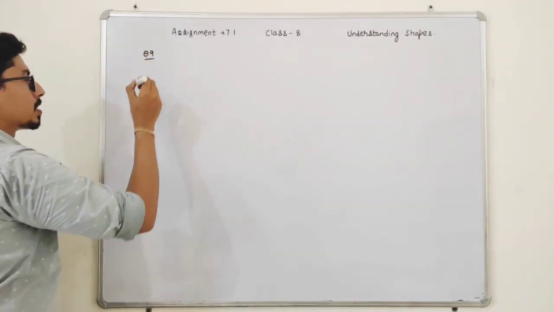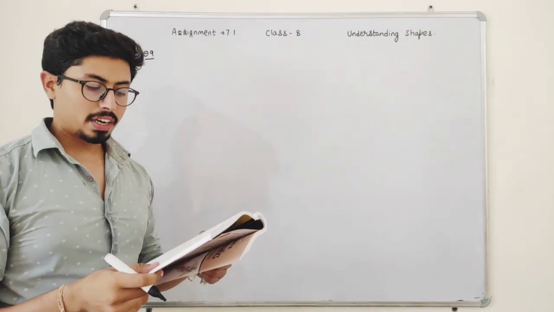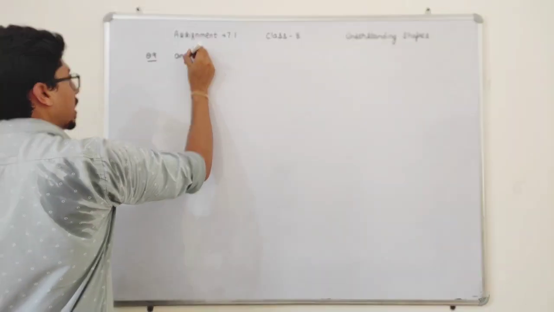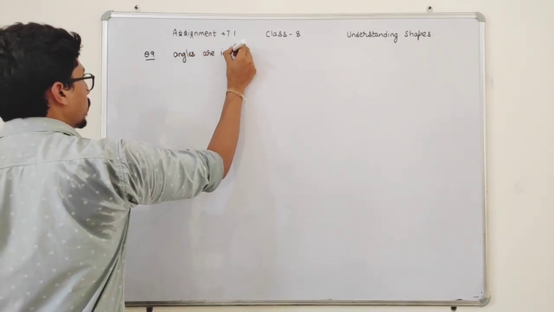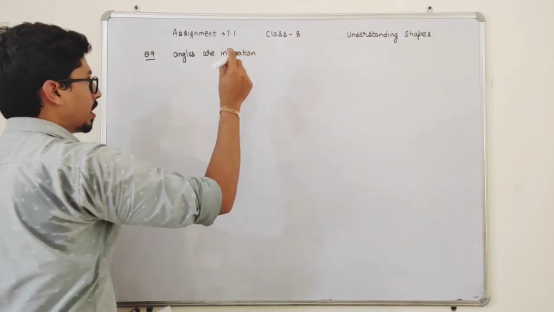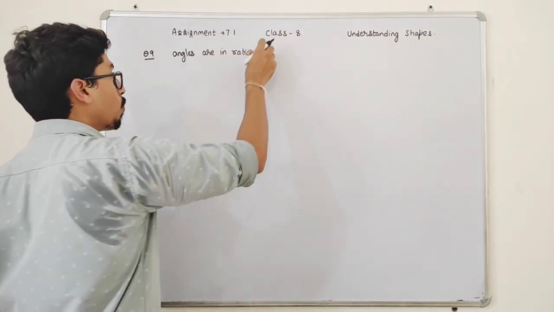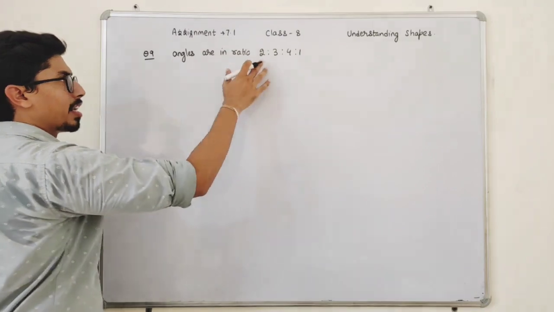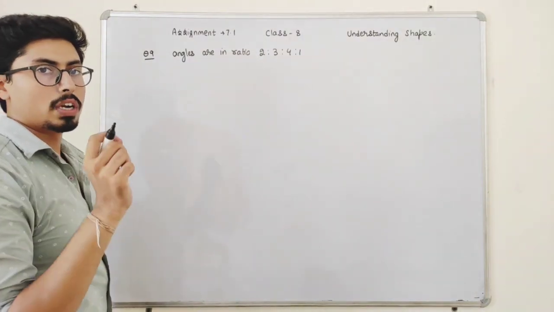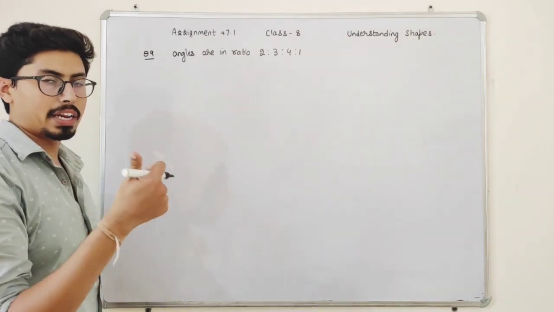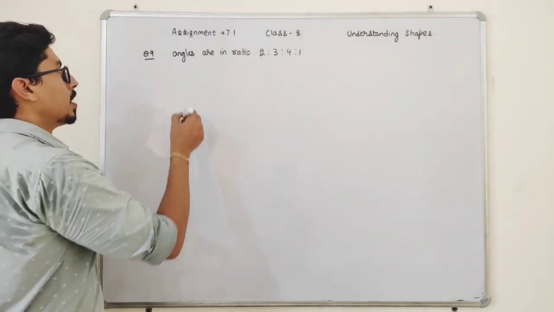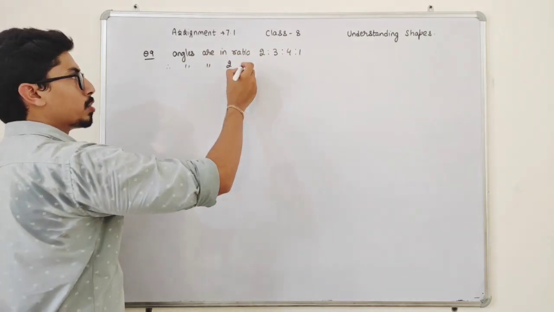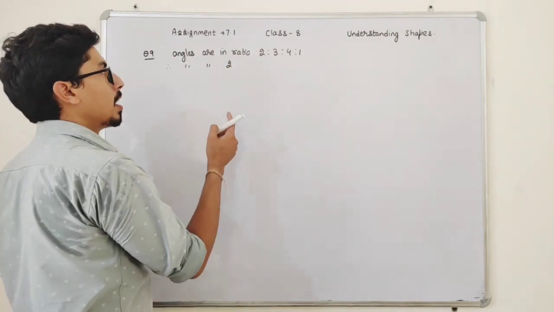Question number 9 is, the four angles of a quadrilateral are in the ratio 2, 3, 4, 1. So to make this ratio into the real angles, I have to multiply by a constant. Therefore, the angles are multiplied by a constant. Let the constant be k.